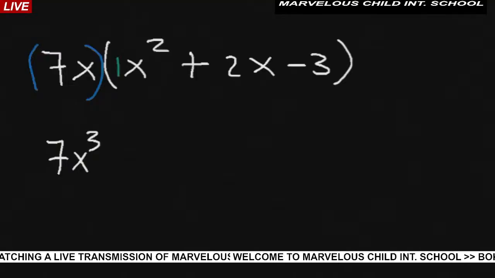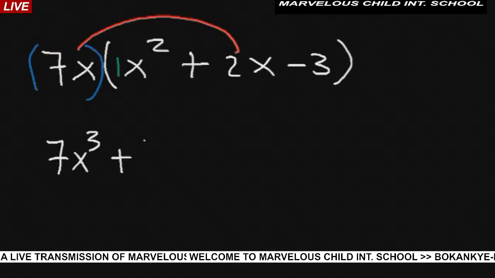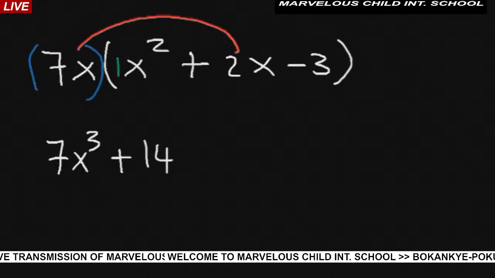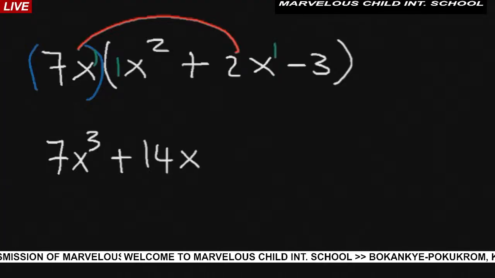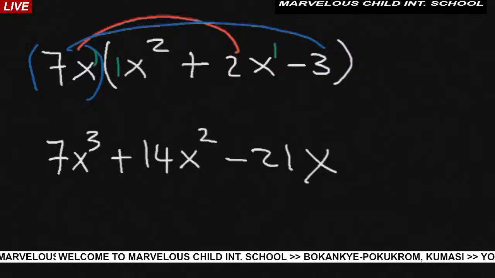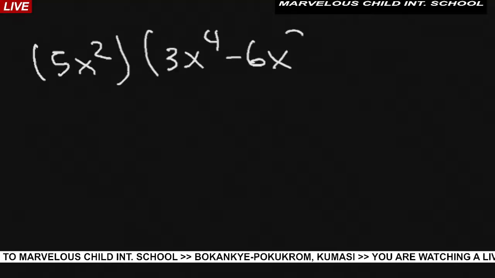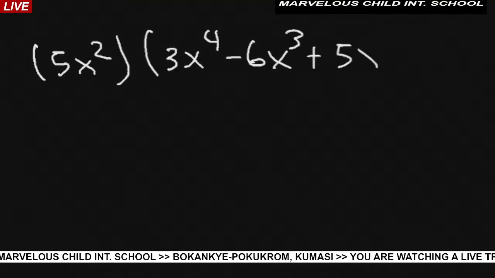Now what is 7x times 2x? 7 times 2 is 14. X times x, or x to the first power times x to the first power. 1 plus 1 is 2, so it's x squared. And then 7x times negative 3 is negative 21x. So that's how you can multiply a monomial by a trinomial. So now it's your turn. Try this. 5x squared times 3x to the fourth power minus 6x cubed plus 5x minus 8.